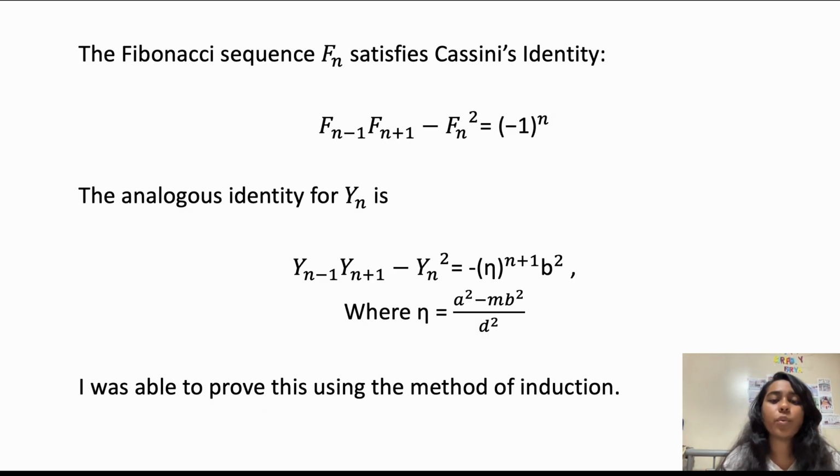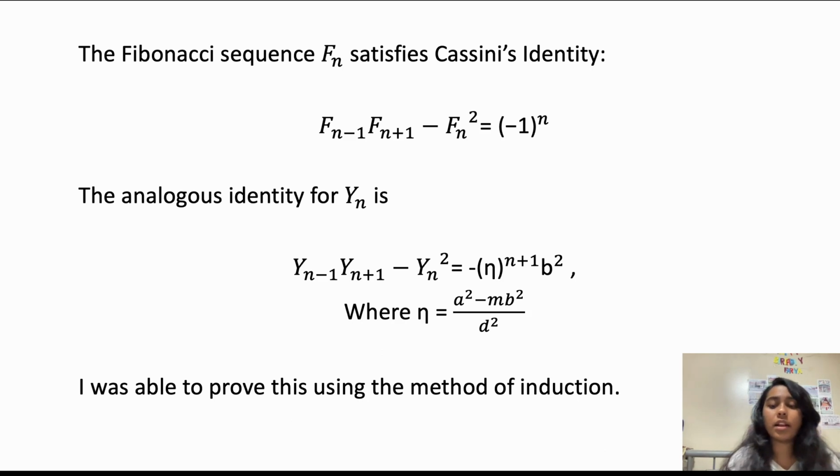The Fibonacci sequence F(n) satisfies Cassini's identity. This is the main point of my project. Cassini's identity for the Fibonacci sequence is F(n minus 1) times F(n plus 1) minus F(n) whole squared equals negative 1 to the power n.